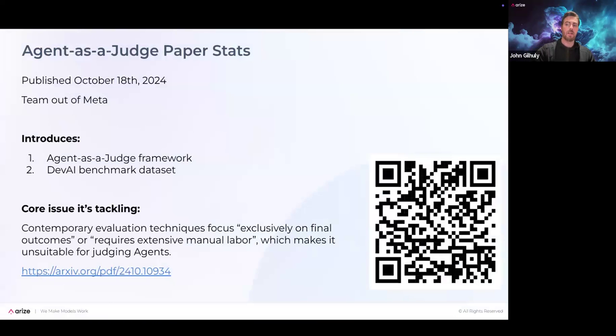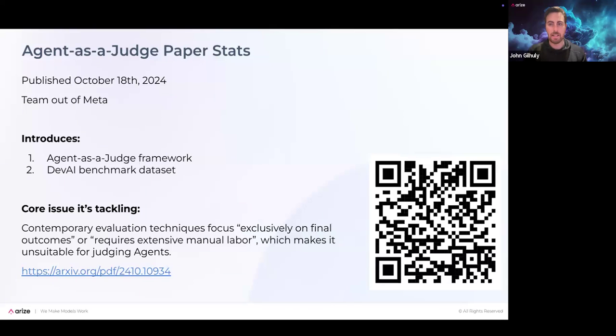Awesome. So the paper we're going to go through, I mentioned, is called Agent as a Judge. It was published about a month ago, so it's relatively new still, mainly from a team out of Meta. I've got a QR code here if you want to see the paper and read along. It's also linked below in Zoom. The Agent as a Judge paper introduces two main things.